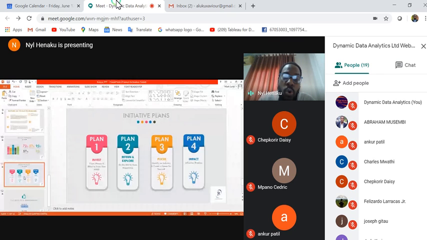Then I want to talk about collaboration. Collaboration is very important. To get your work seen, to get your skill known, you have to collaborate with people who are doing data science projects.